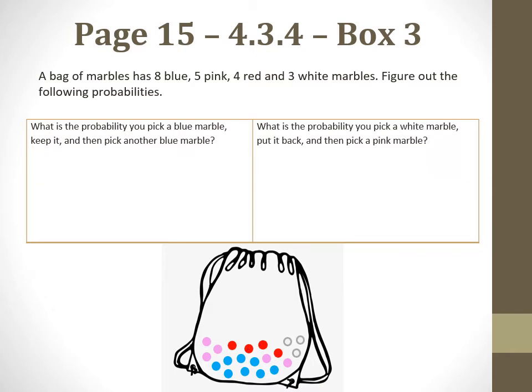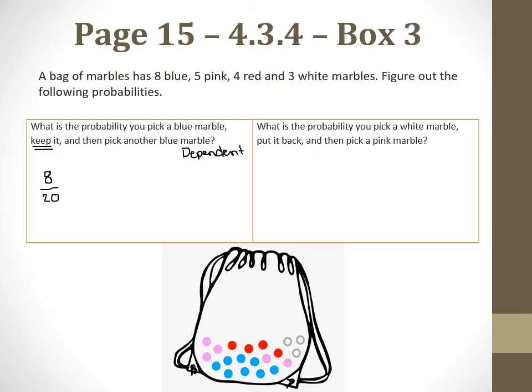A couple more examples with this marble scenario. Next one, what is the probability that you pick a blue marble, keep it, and then pick another blue? So we know that this is going to be a dependent probability, and that my number of marbles for my second pull is going to be 1 less than it was at first. So at first, right here, right now, there are 8 blues in the bag out of 20 total. So that first probability of picking blue is 8 out of 20.